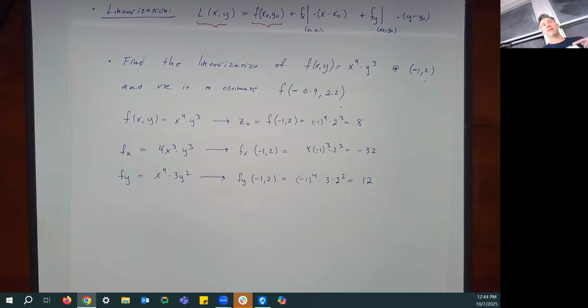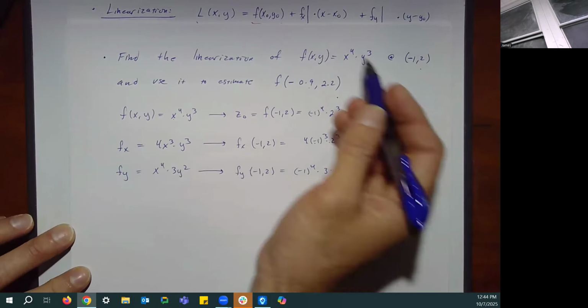The interesting thing about that, and this is going to come up when we start talking about directional derivatives, is if you move in the opposite direction, your slope is the opposite value, right? If I move in the negative x direction, my slope is actually positive 32. If I move in the negative y direction, my slope is actually negative 12.